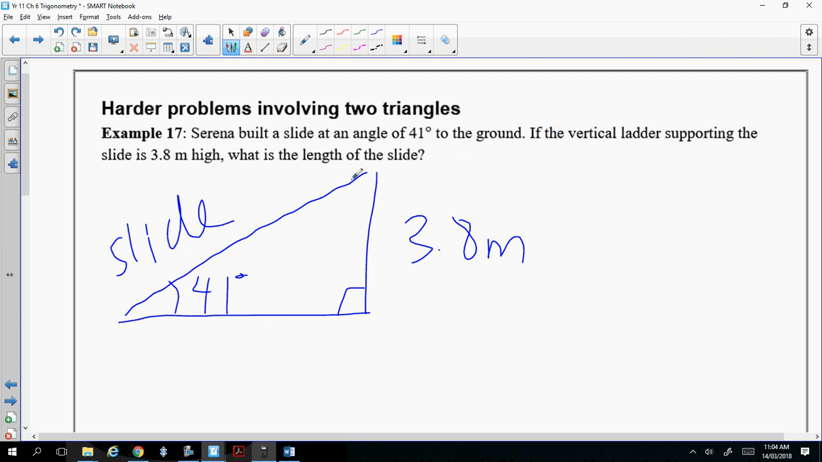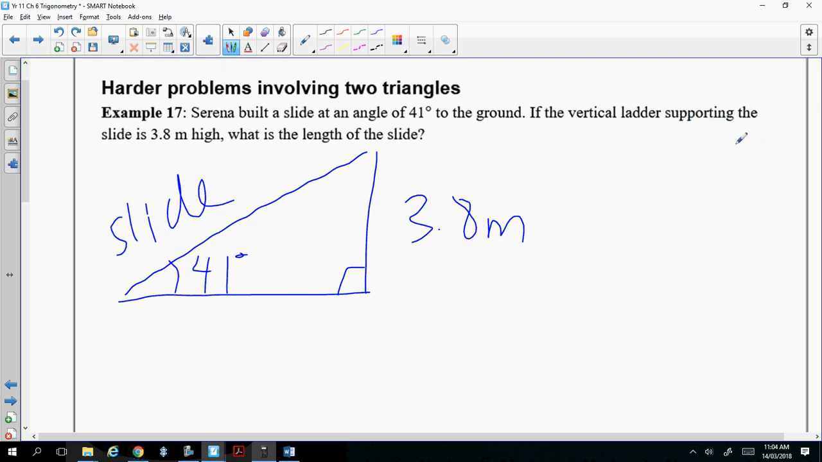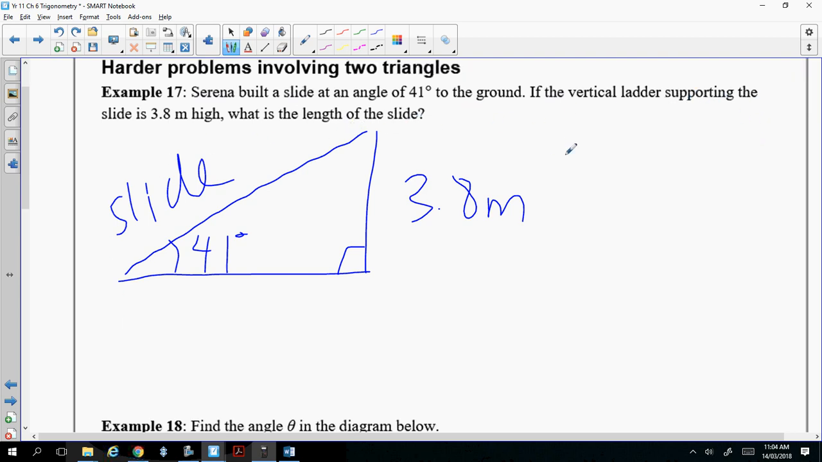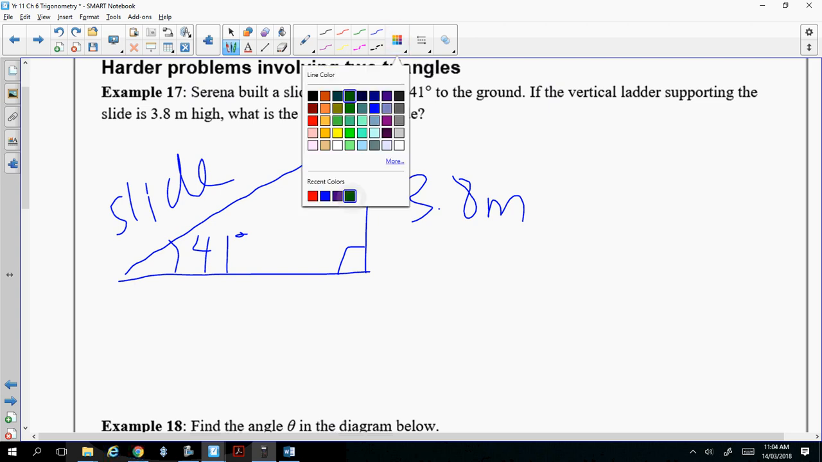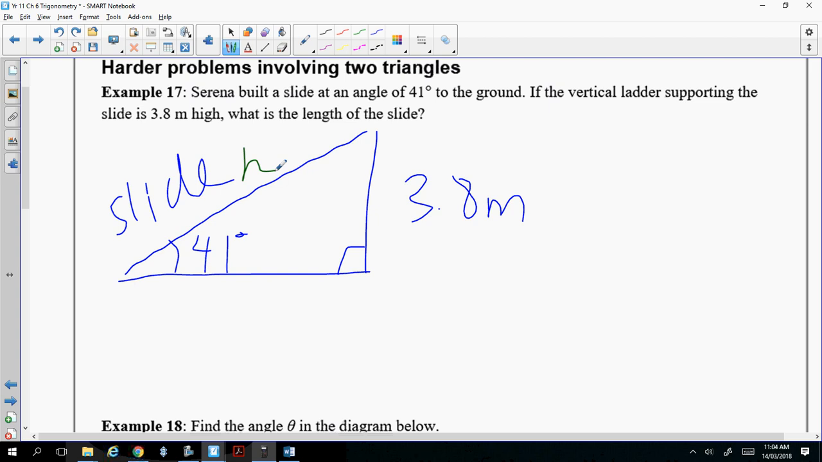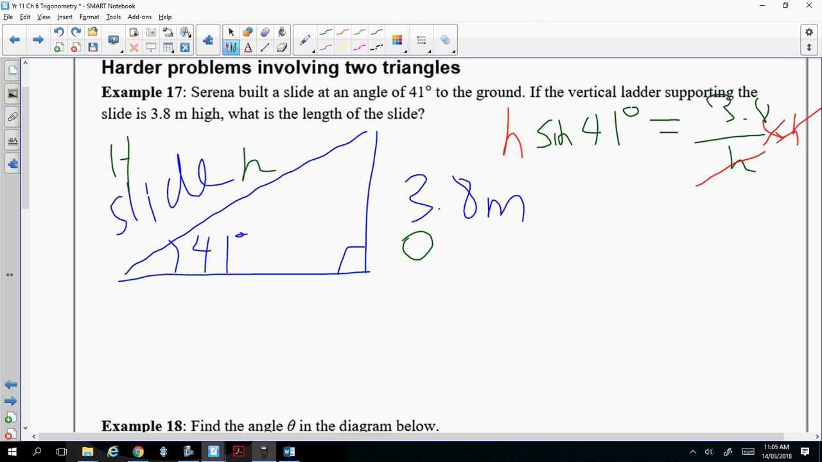So to find the length of the slide, you're going to find h, the hypotenuse. This is opposite, this is hypotenuse, so we're going to use sine. So sine 41 degrees is equal to 3.8 over h. To find the value of h, you multiply both sides by h, and you end up with h sine 41 degrees equal to 3.8 meters. Then to find h, just divide 3.8 by sine 41. Correct your answer to one decimal place.